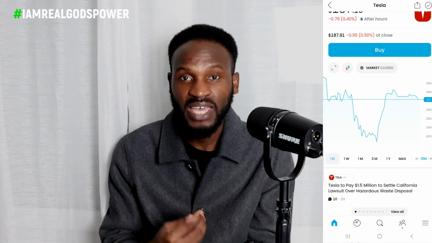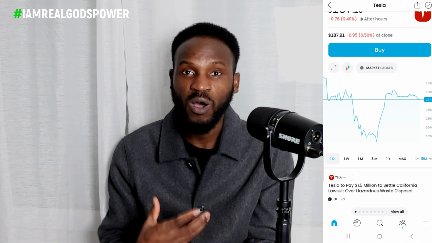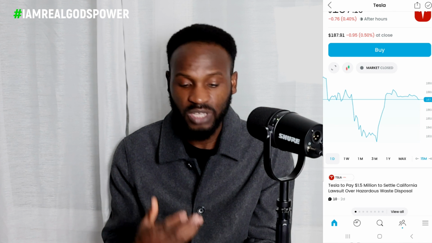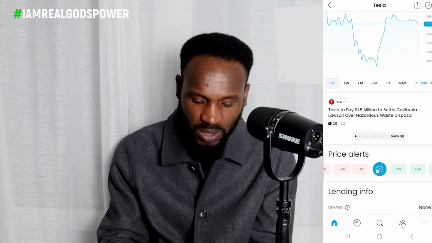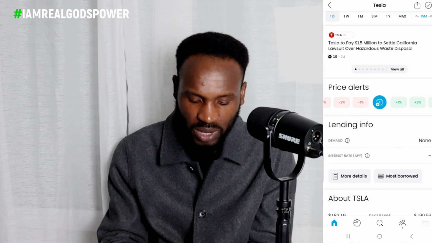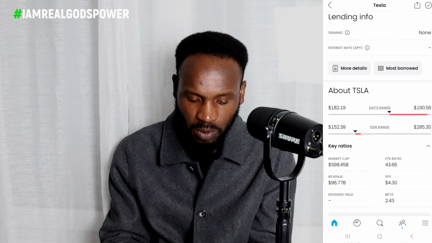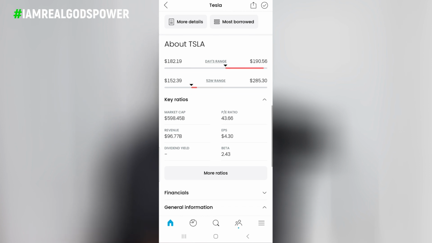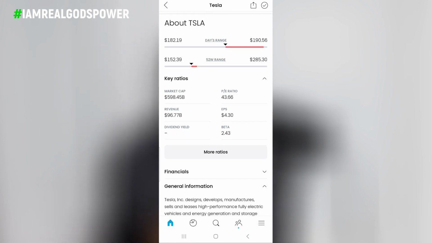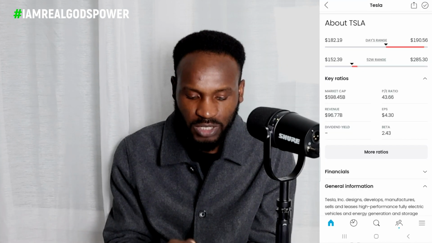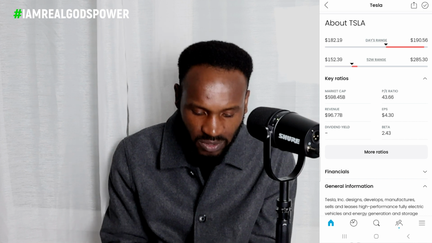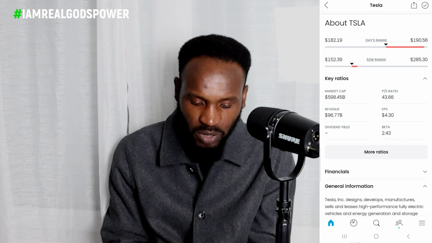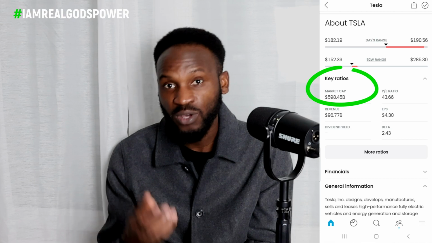This will really help you understand the company that you are trying to invest your money in. If you scroll down here, you can look at the market cap of this company, Tesla. You can see a part called P ratio, and at the bottom you will see the market cap, which is $598.45 billion.